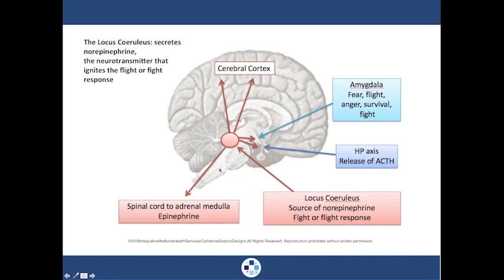Here's essentially what happens. This area of the brain is one of the largest groups of noradrenergic, which is norepinephrine, neurons in the central nervous system. And when this is fired up due to stress level, norepinephrine goes up and signals the cortex. It signals the amygdala, which is where we perceive fear and the fight or flight mechanism, anger and survival. Epinephrine also fires up the HPA axis, which is the hypothalamus-pituitary axis, to release ACTH, adrenocorticotropic hormone, and then go to the adrenal glands.